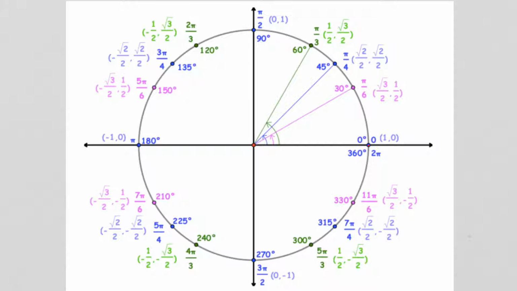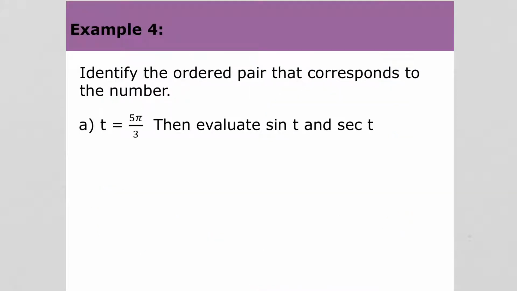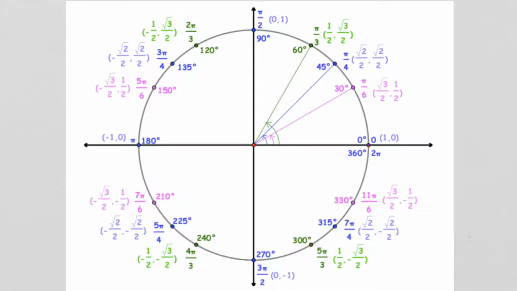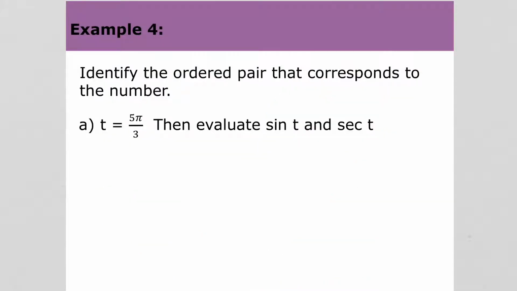So that's a quick introduction to the unit circle. For example 4, it says, identify the ordered pair that corresponds to this number. So we're looking at 5 pi over 3. So where is 5 pi over 3? Here it is, right there. It is the point 1/2, negative root 3 over 2.